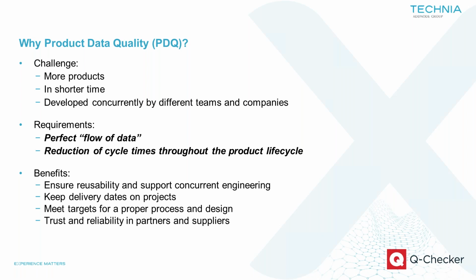Basically, in product data quality, the flow of data should be perfect and in line with the company standards, and it reduces the cycle times throughout the product life cycle. There are many more benefits of using Q Checker in your product development cycle. It ensures reusability and supports the concurrent engineering process, keeps delivery dates on projects timely, meets targets for a proper process and design, and builds trust and reliability in partners as well as your suppliers.